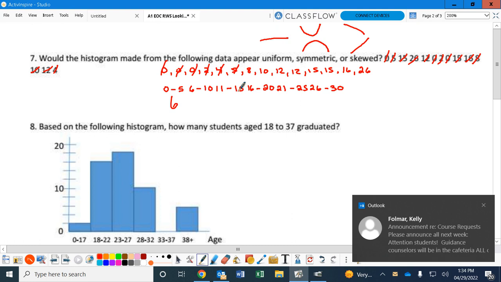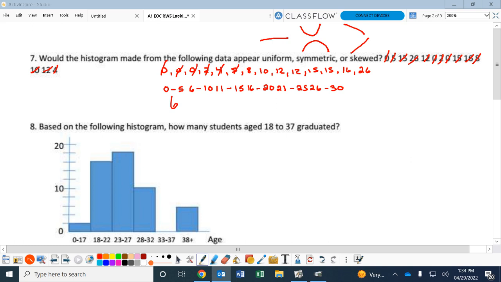Sorry, I was just looking at what that was. Attention students. Sorry, I want to see what that is for y'all. Hold on one second. I just want to make sure.